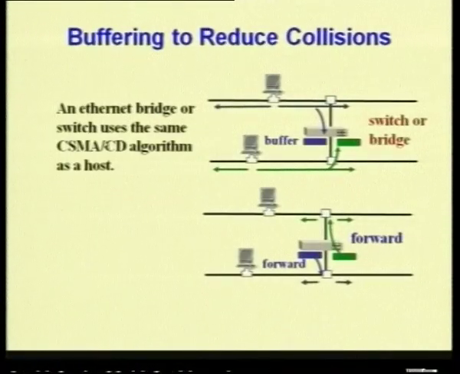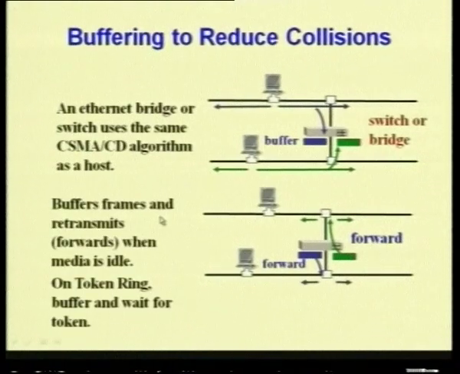An Ethernet bridge or switch uses the same CSMA/CD algorithm as a host. So it buffers frames and retransmits the frame when the media is idle. It forwards the frames after doing the buffering. As we saw on a token ring, it may buffer and wait for the token. This is what we are seeing when you have a switch or a bridge.